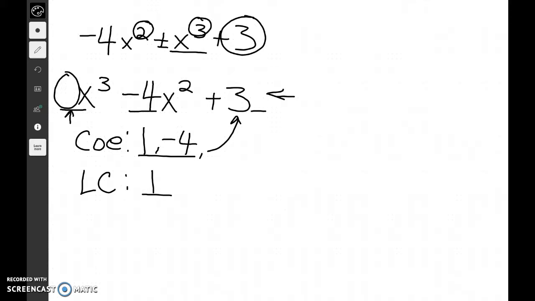Alright, welcome back. Let's clear this off the board and look at our problem. In our problem, we have x minus 4x cubed plus x to the fourth plus 3.